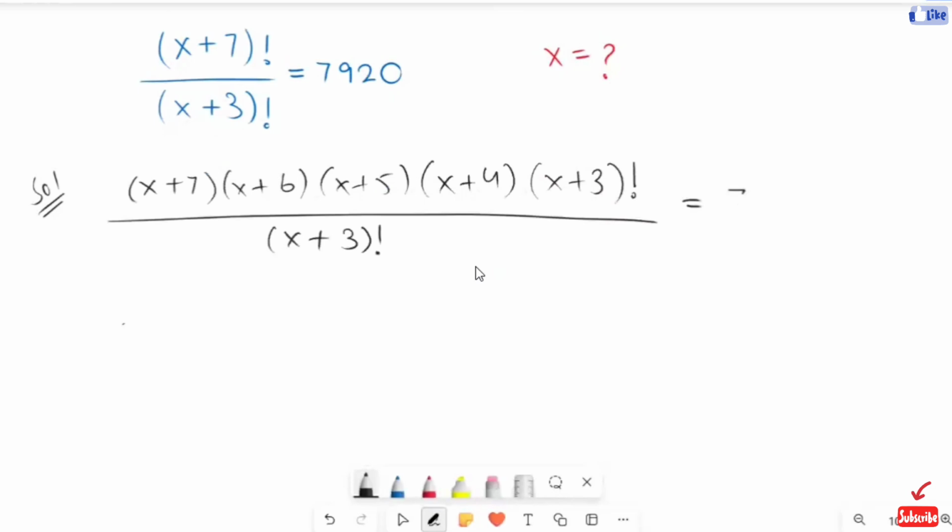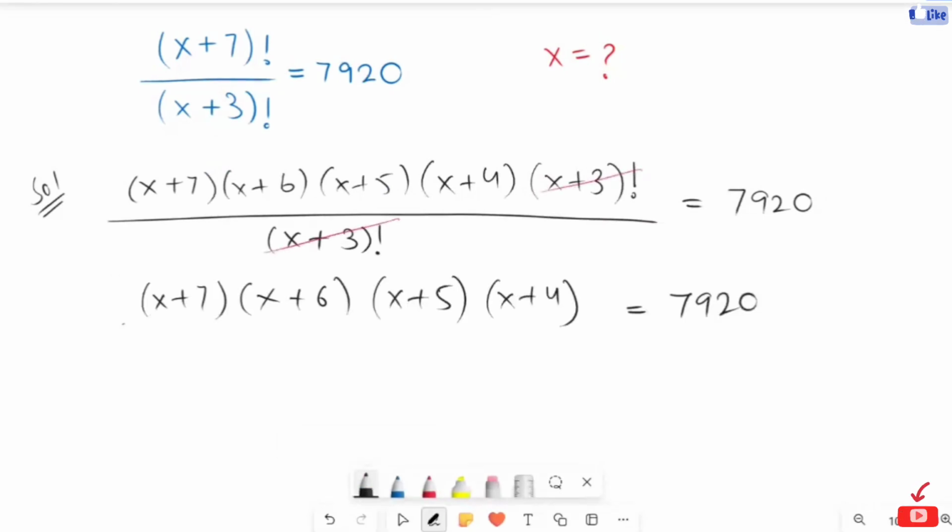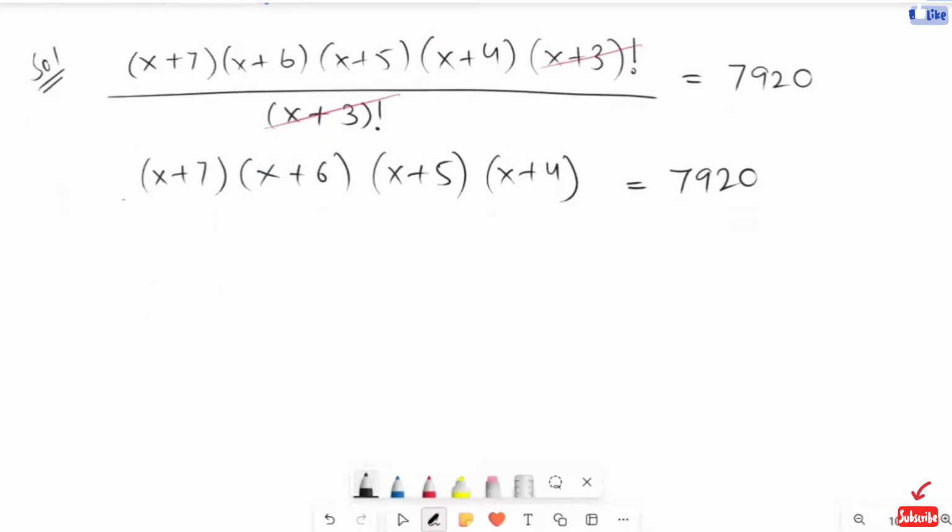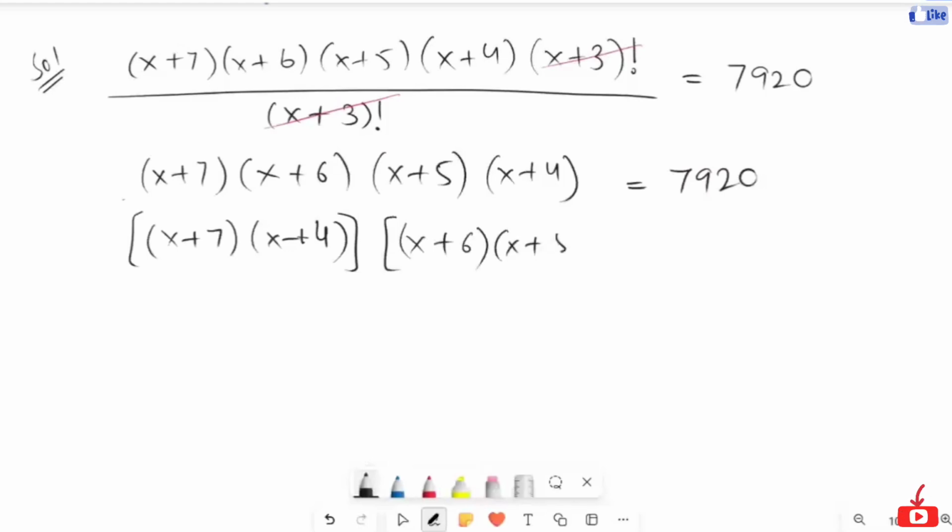Is equal to 7,920. Now here this x plus 3 factorial and x plus 3 factorial get cancelled. So the remaining expression we have. Now in the next step I am going to rearrange the brackets. Here I will rearrange x plus 7 with x plus 4. Here I am going to rearrange x plus 6 with x plus 5 is equal to 7,920.